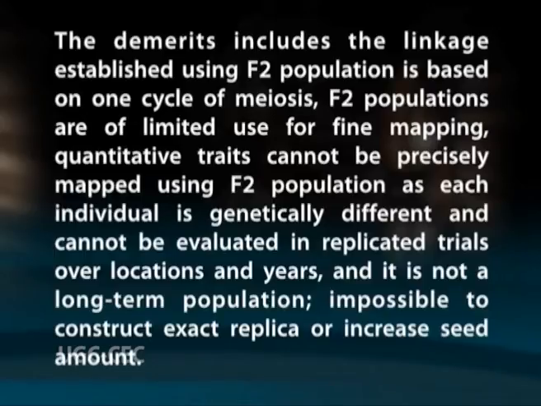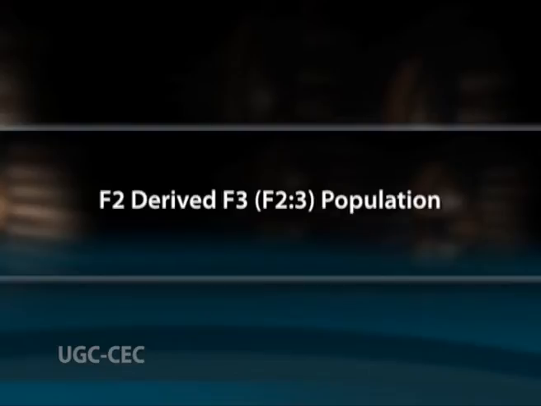F2 populations are of limited use for fine mapping. Quantitative traits cannot be precisely mapped using an F2 population, as each individual is genetically different and cannot be evaluated in replicated trials over locations and years. It is not a long-term population, and it is impossible to construct an exact replica or increase seed amount. Next is the F2 derived F3 population.